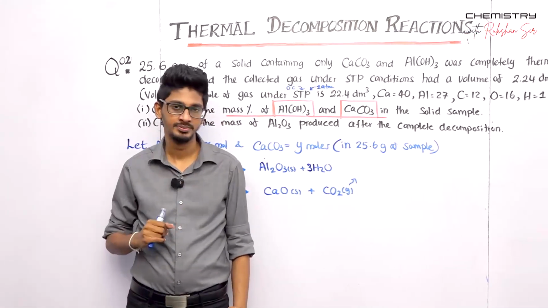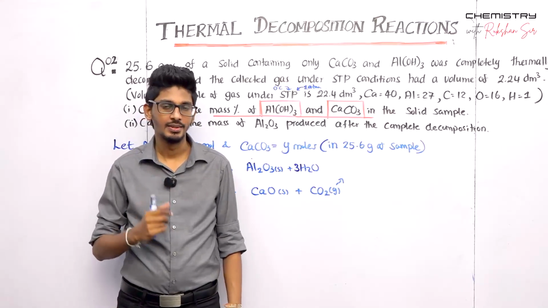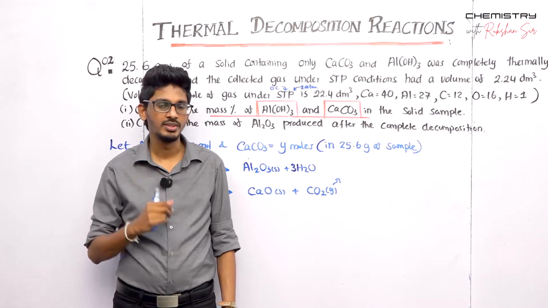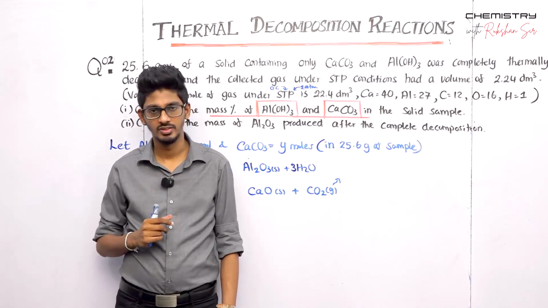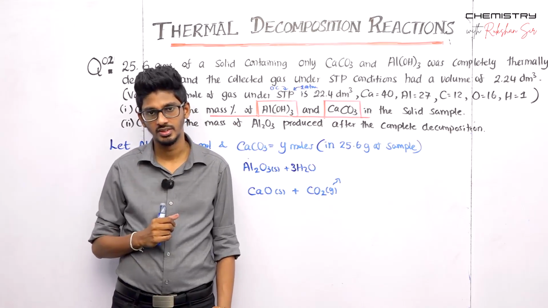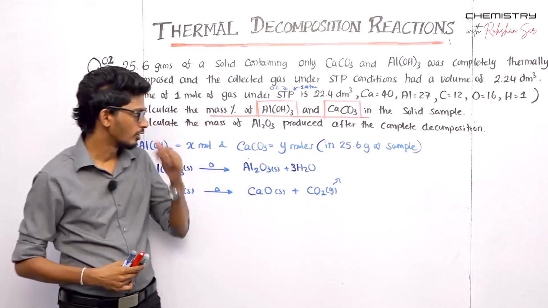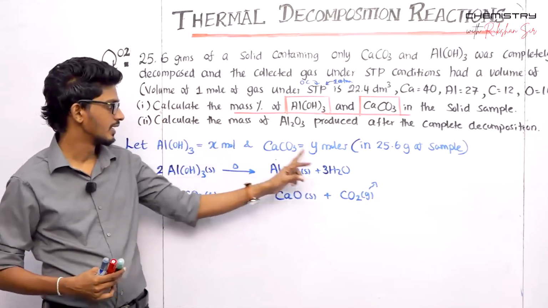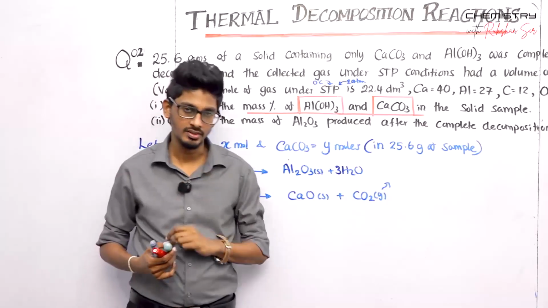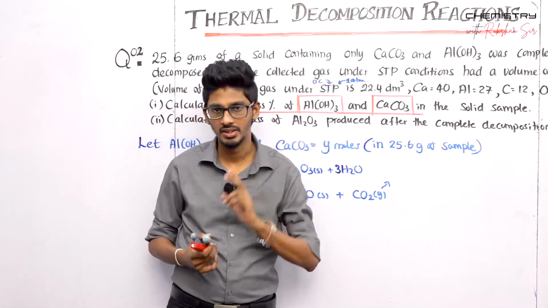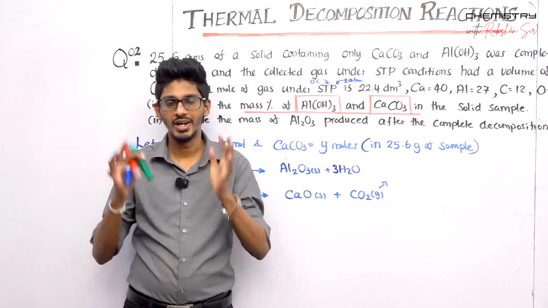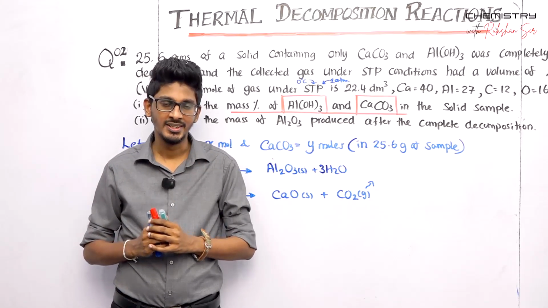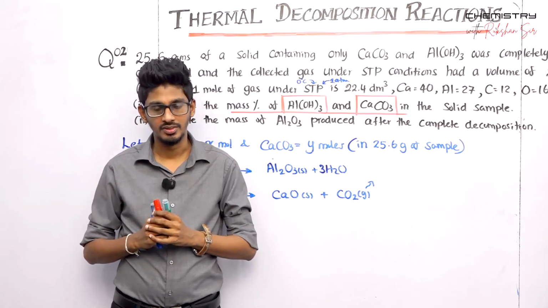The third step of solving the problem is to come up with simultaneous equations. To completely solve for 2 unknowns, we need to come up with 2 simultaneous equations. To write simultaneous equations, we first need to identify the data points.